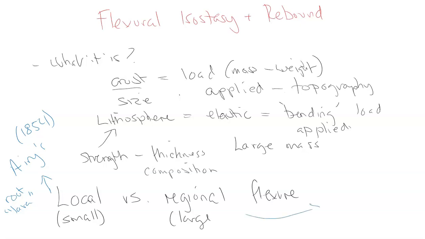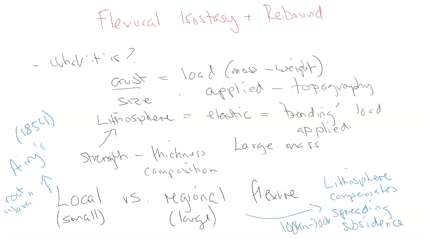However, regional flexure is where the lithosphere compensates for the larger mass by spreading out. Obviously, there's subsidence, there's movement down, but the mass is spread out over a large area. Usually it's about 100 kilometers up to around 300 kilometers, based on different areas. Whether it's a mountain range or an ice sheet, there are different sizes. Therefore, there's a range in how wide that flexing can happen within the lithosphere.